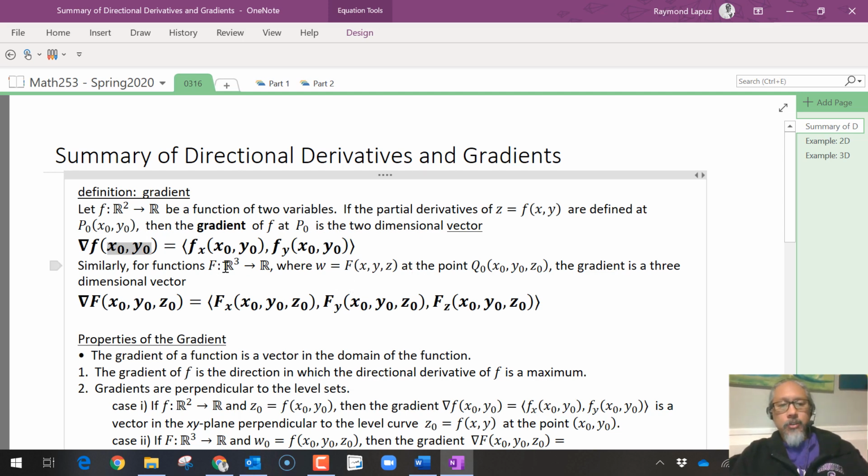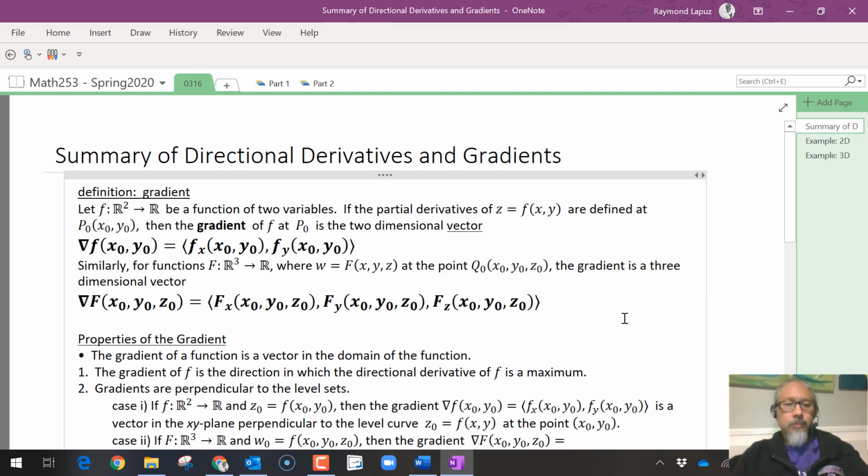For a function of three variables, the gradient is going to be a three-dimensional vector. Again, it's a vector of partial derivatives, f sub x, the derivative with respect to x, the derivative with respect to y, and then the derivative with respect to z in the last component. So that's the definition of the gradient.